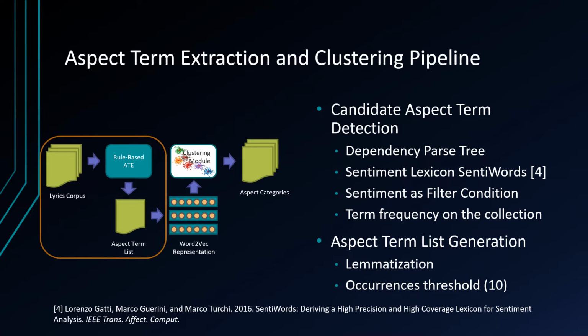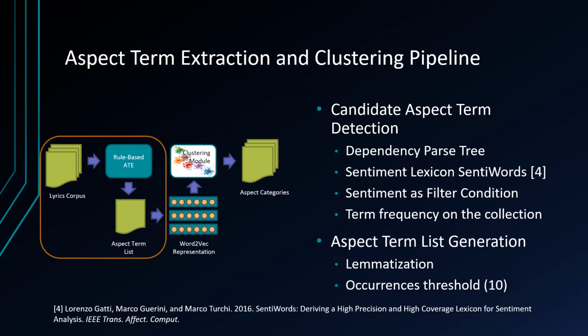In addition, information about the term frequency on the collection is computed and stored for each candidate. The latter instead aims to outline the final list of aspect terms. It then groups all the candidate aspect terms through lemmatization, which puts together those terms that share the same lemma. All candidates that belong to the same lemma have their term frequency aggregated.